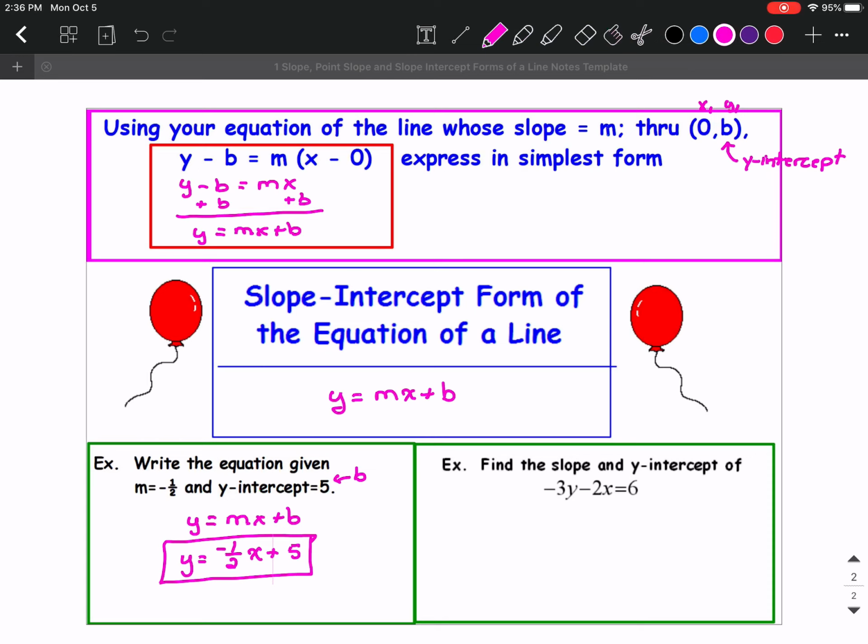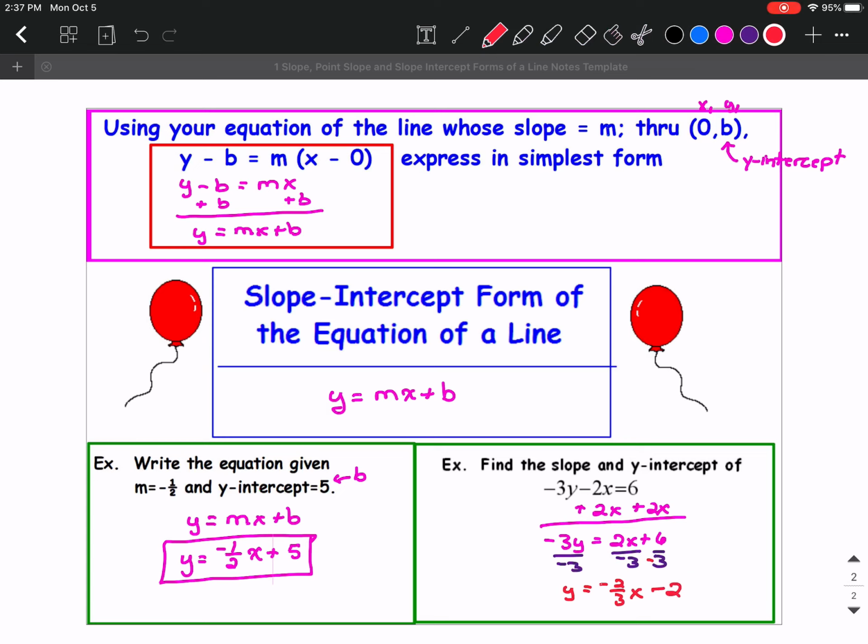Then, suppose I give you negative 3y minus 2x equals 6, and I ask you to find the slope and the y-intercept. One of the ways to do that is to solve the equation for y. So we can add 2x to both sides, and that would be negative 3y equals 2x plus 6. Then we can divide everything by negative 3. Now we have y equals negative 2/3 x minus 2.